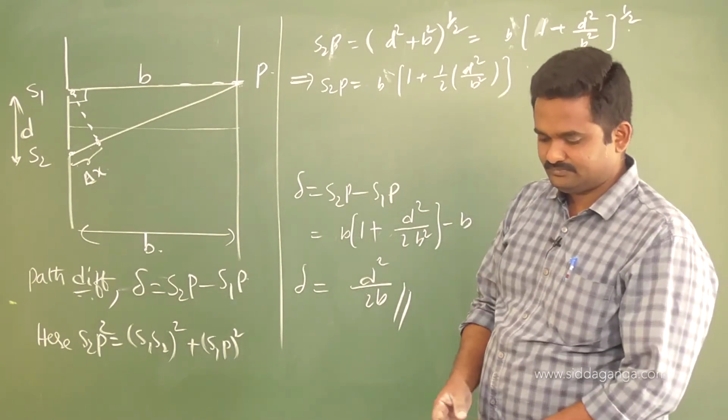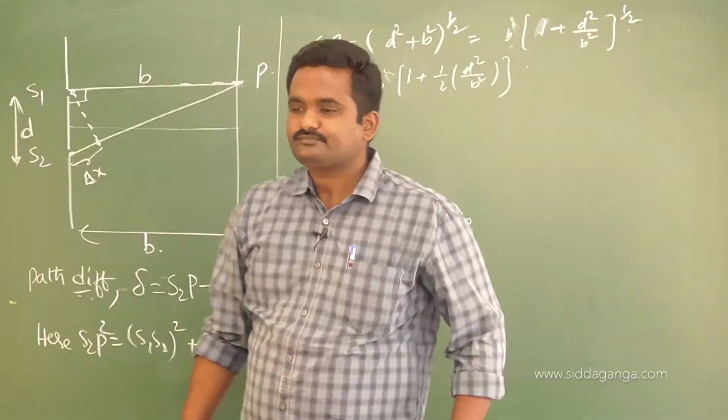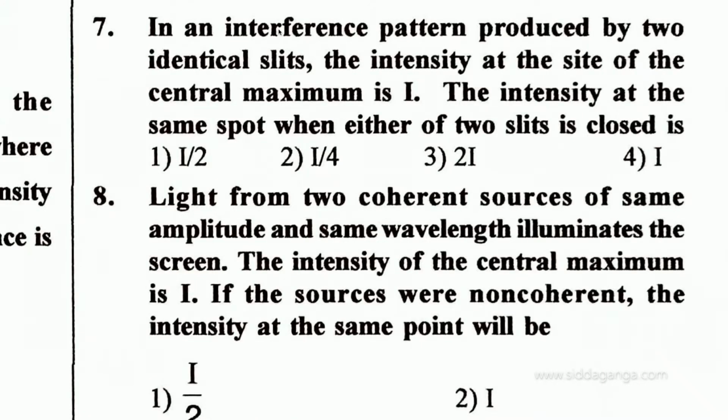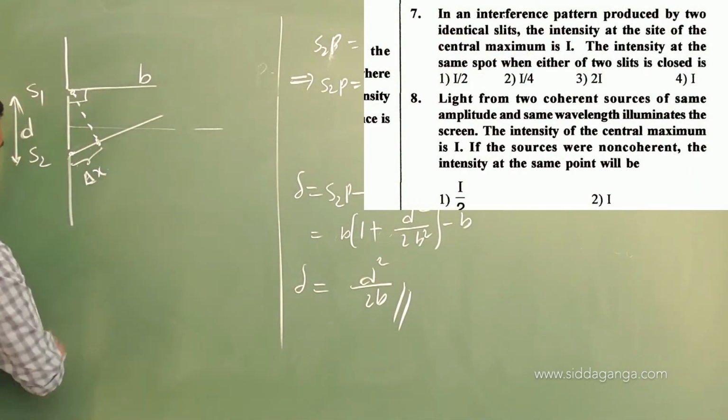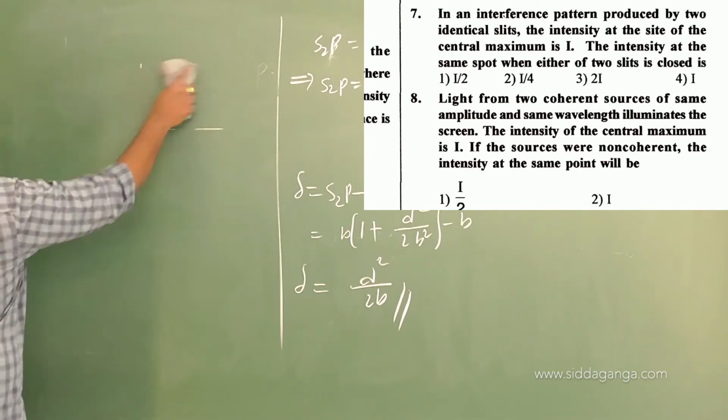Problem 7.1, problem number 7. So the 7th problem. You just go through what they have given. In an interference pattern produced by two identical slits, the intensity at the site of the central maxima is I. Now, the intensity at the same spot when either of the two slits is closed, means if one of the slits has been closed, what will be the intensity at that same point, they are asking.